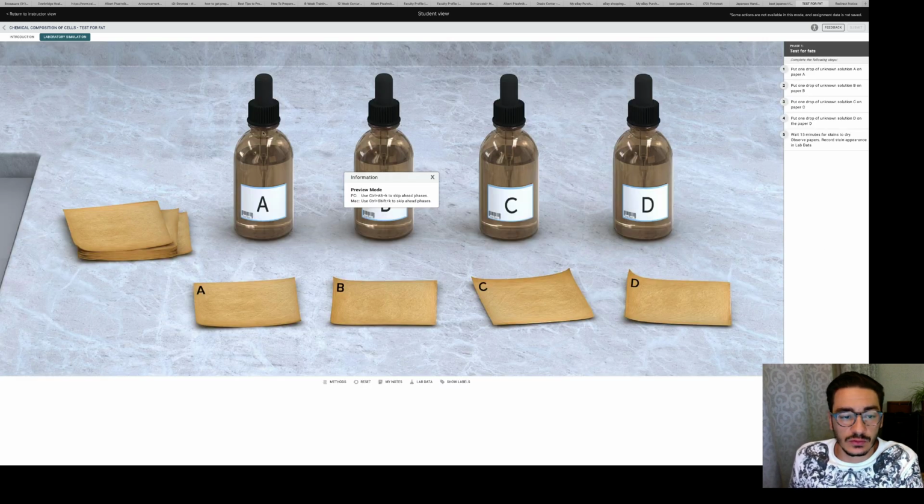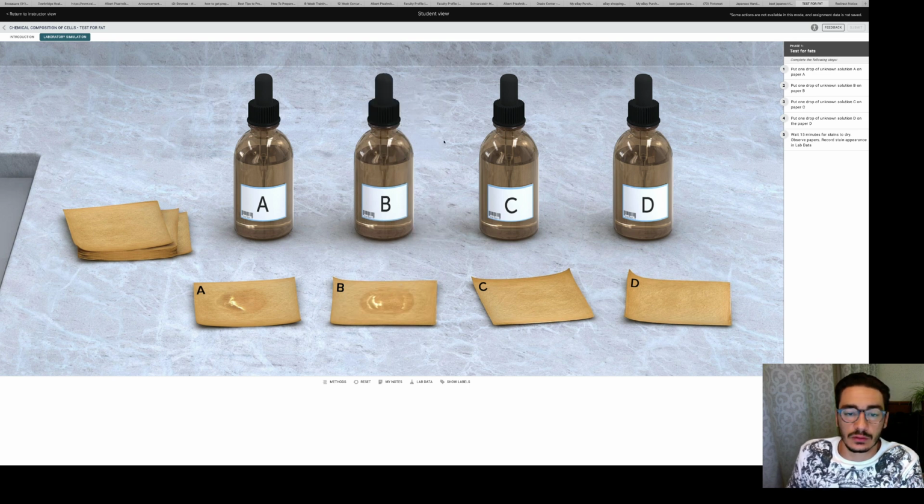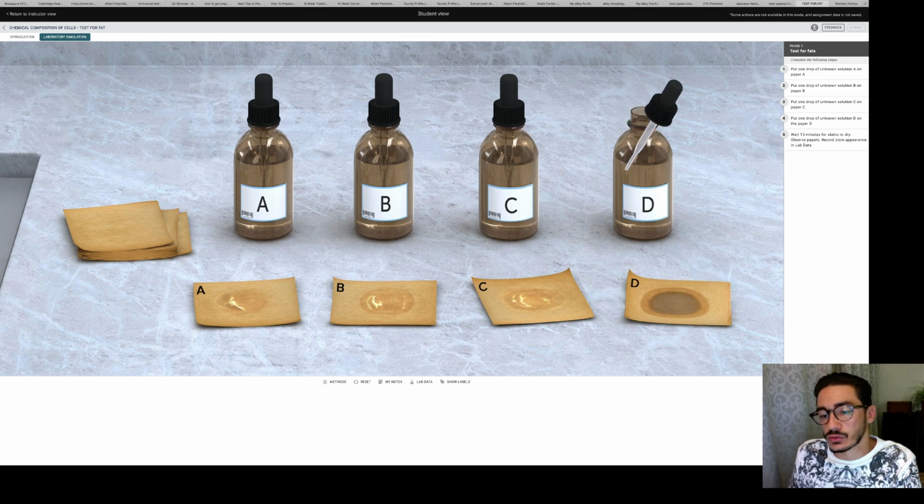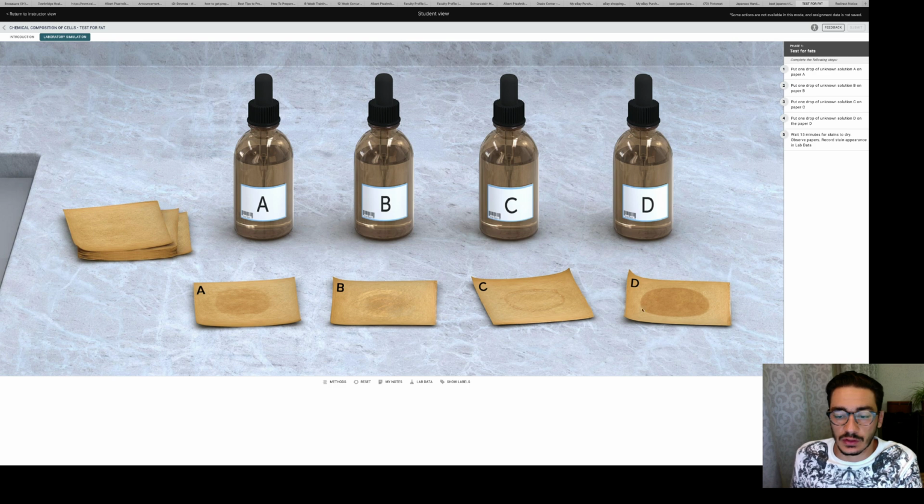All you're going to do is just add some unknowns, right? And they're going to ask you which solution. You wait 15 minutes, and it kind of has to evaporate, and it's going to leave the marks, right? So you have D, C, B, and A. So which ones? And you have to answer. You put them in the notes. You're not going to do this.